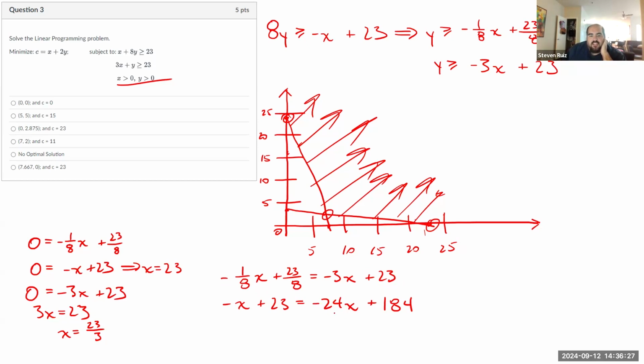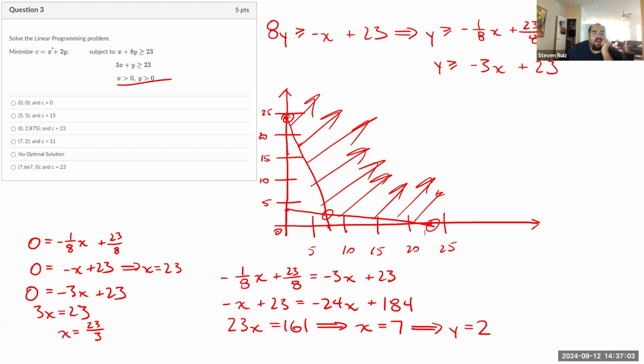I'm going to add 24x to both sides. So I get 23x. And at the same time, I'm going to subtract 23 from both sides. So 23x equals 161, which if we divide, you get x equals 7. If x equals 7, let's plug that back into one of my equations. I think the one that doesn't have fractions is probably better. Negative 3 times 7 is negative 21, plus 23 is 2. So here's the point I get. X equals 7, y equals 2.